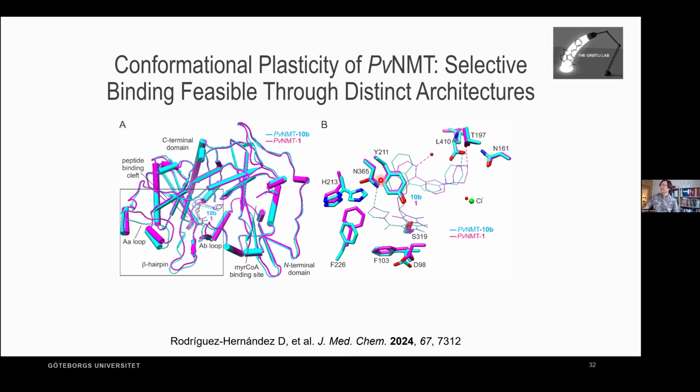If we, again, just look at the B panel here, in the thin lines you see the two inhibitors. And in the thicker lines, you see the amino acids that move around, the differences between them. And then you see that if I have 10B in here and compare that to the NMT1, the amino acids look a little bit different. Again, reflecting on this, the flexibility of these amino acids plays an important role. That's a highlight of what is shown in the box here, this area down here.